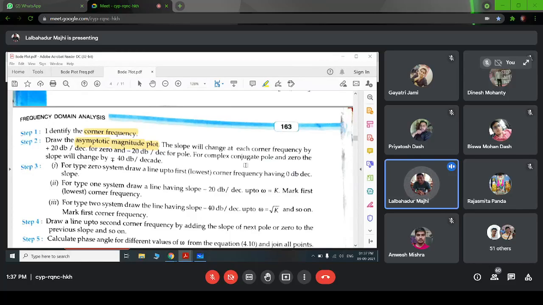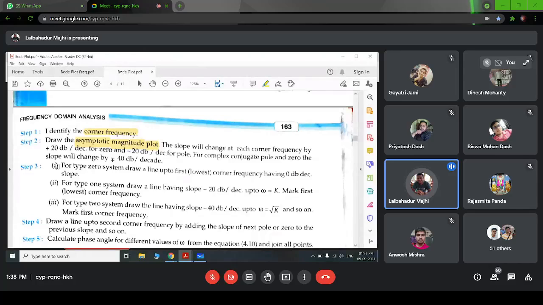And similarly for complex conjugate poles, that means two poles, so the slope will be minus 40 dB per decade. Similarly for complex conjugate zeros, that means there are two zeros, so the slope will be plus 40 dB per decade.